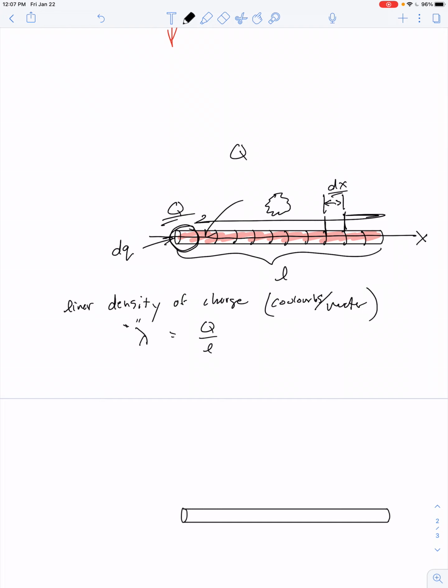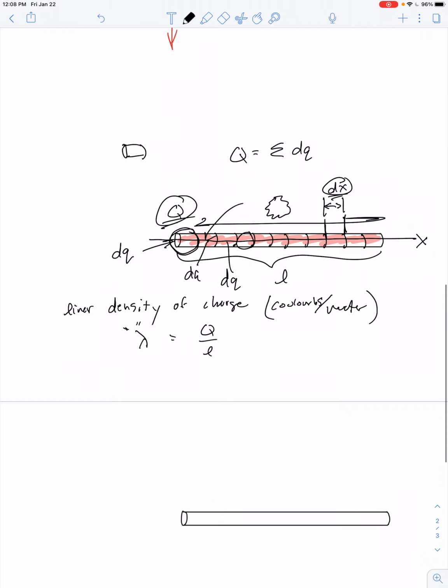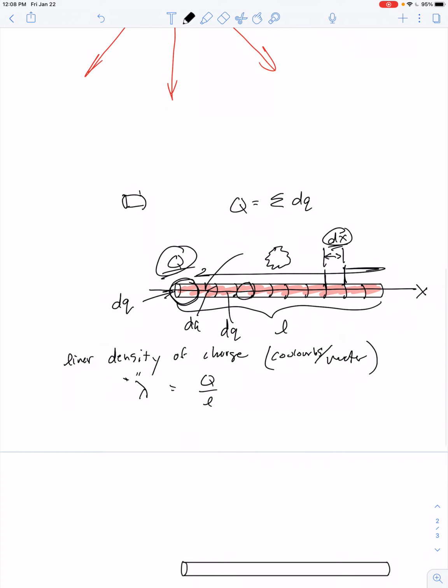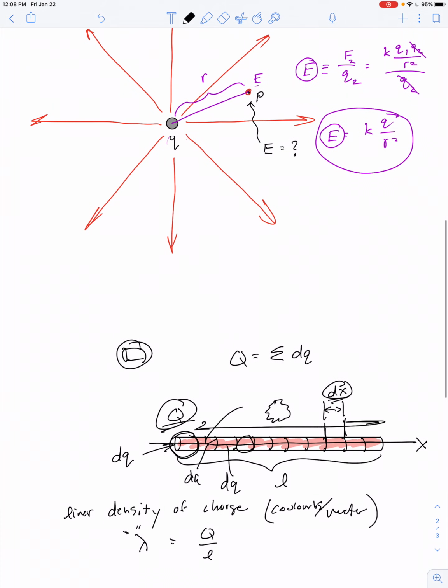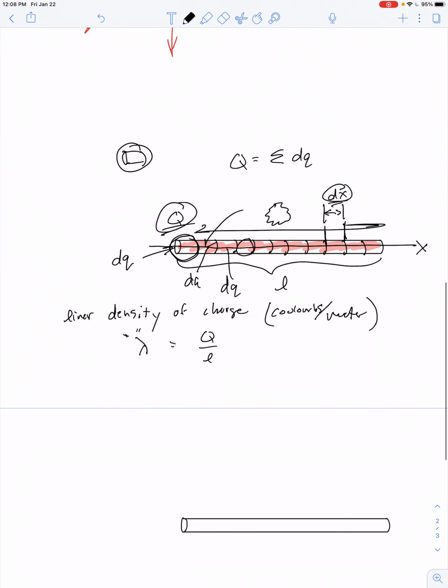So the total charge q can be found by just summing up all of the dq's. Every one of them has the same amount of charge as any other because each one is the same length dx. So we're just imagining taking a bunch of small bits of charge that are nearly like a point charge, right? Any one of these tiny little cylindrical pieces approximates a spherical point charge.